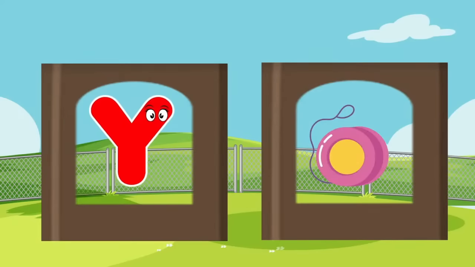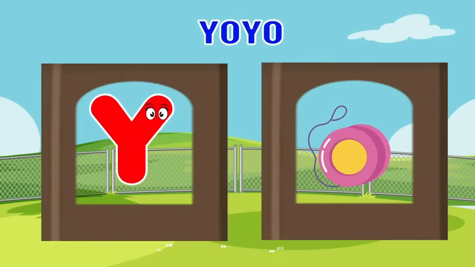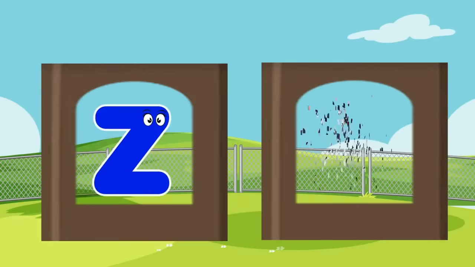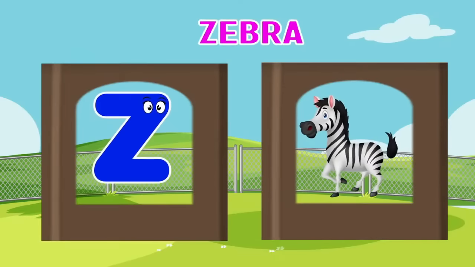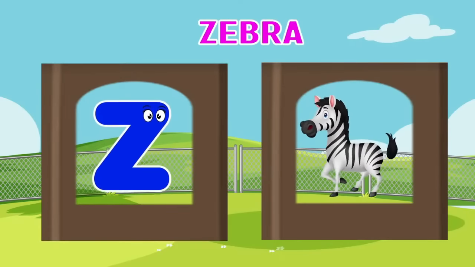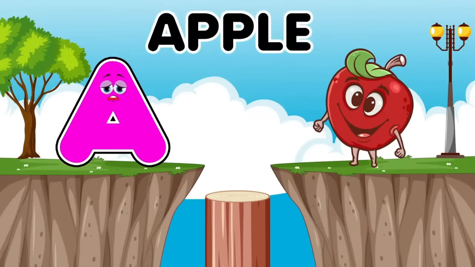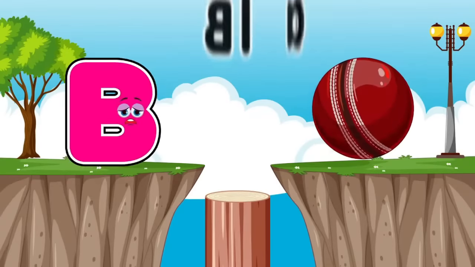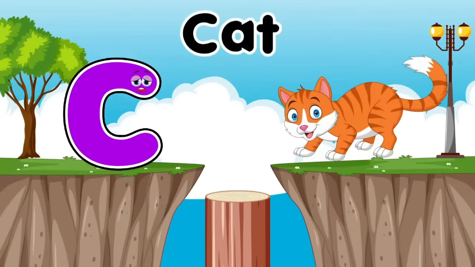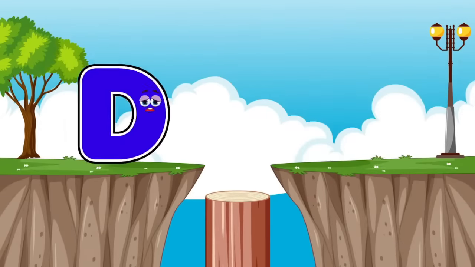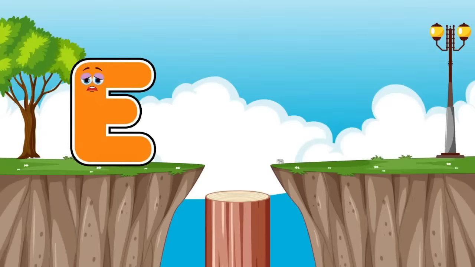Y is for yo-yo. Z is for zebra. A, apple. B, ball. C, cat. D, dog. E, elephant.